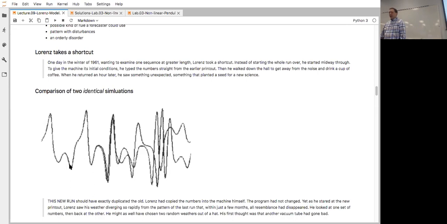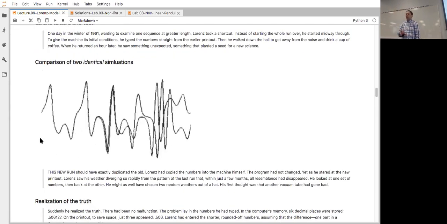And then he comes back and compares the simulation he just ran to the new output. This new run should have exactly duplicated the old. Lorenz had copied the numbers into the machine himself. The program had not changed. Yet as he stared at the new printout, Lorenz saw that his weather was diverging so rapidly from the pattern of the last run that within just a few months, all resemblance had disappeared. He looked at one set of numbers and then the other. He might as well have chosen two random weathers out of a hat.